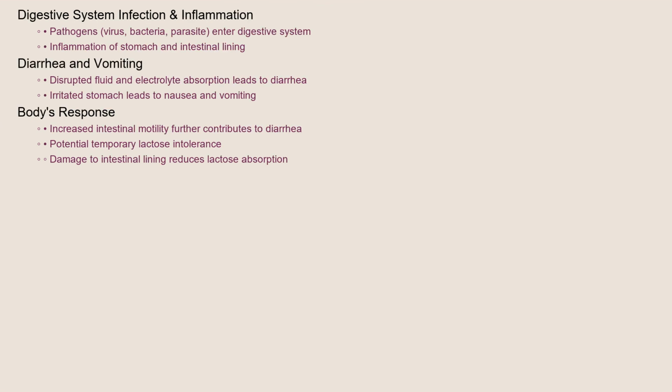When a virus, bacteria, or parasite enters your digestive system, it inflames the lining of your stomach and intestines. This inflammation disrupts the normal absorption of fluids and electrolytes, leading to diarrhea. The irritated stomach can also cause nausea and vomiting. The body responds with increased intestinal motility, further contributing to diarrhea. Damage to the intestinal lining may reduce lactose absorption, leading to temporary lactose intolerance and exacerbating symptoms.